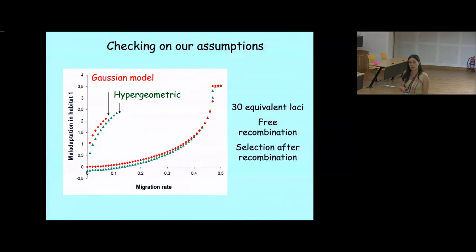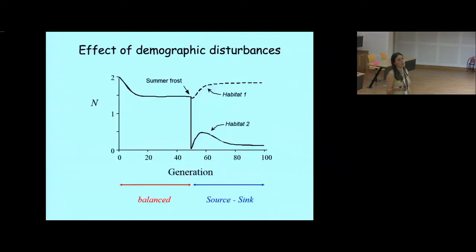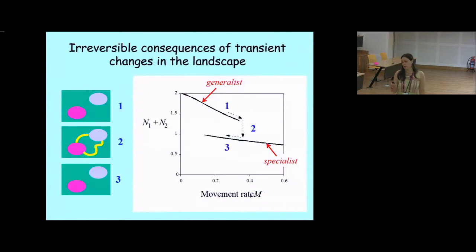And if selection happened before recombination, we much less often saw this kind of asymmetric equilibrium and migrational meltdown. Oh yeah, I didn't even define migrational meltdown. We call this a migrational meltdown because by increasing migration, you reduce drastically the size of the niche, and you lose completely adaptation to one of the habitats. That's what we call it.